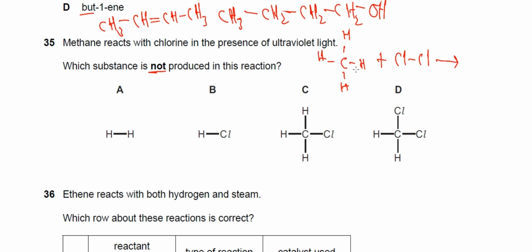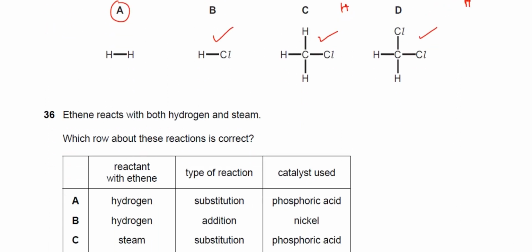One of the chlorines replaces a hydrogen, giving us HCl, and the other gives chloromethane. So one hydrogen is replaced, and that hydrogen combines with chlorine to give HCl, but no hydrogen gas is produced. Okay, so A should be the right answer.